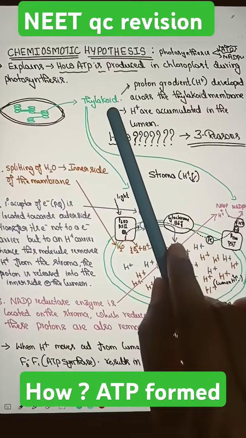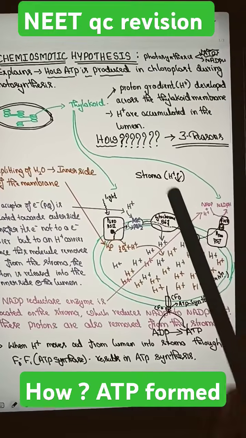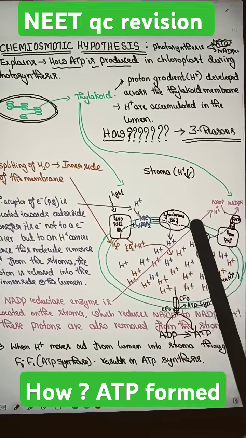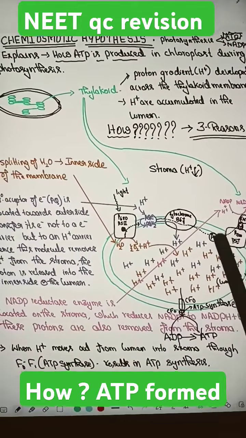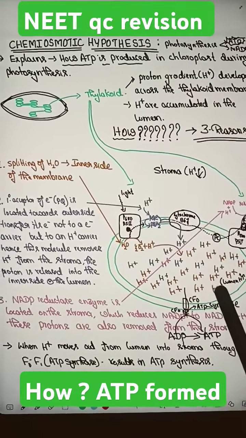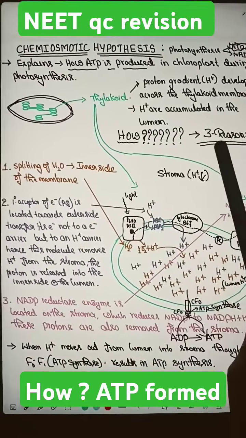Grana consists of thylakoids. A thylakoid is made up of a membrane and the lumen. There is an accumulation of protons within the lumen, which results in the development of a proton gradient across the thylakoid membrane. That is, in the stroma, decreased concentration of H+; in the lumen, increased concentration of H+. For this, there are three reasons.